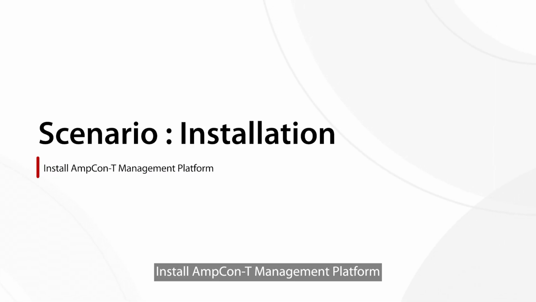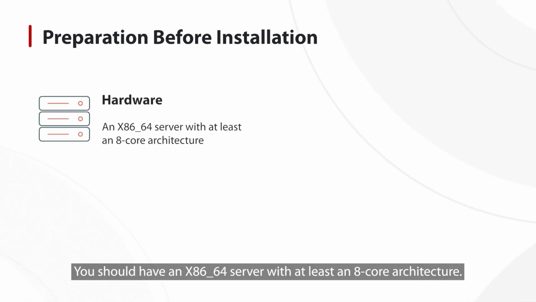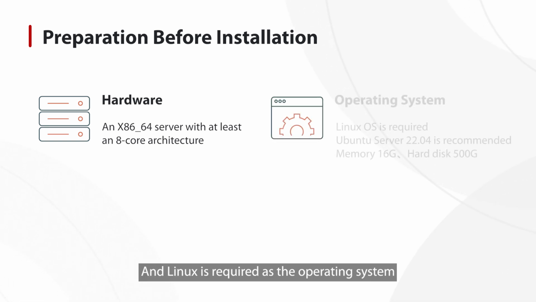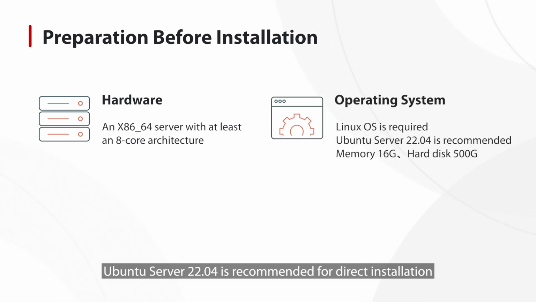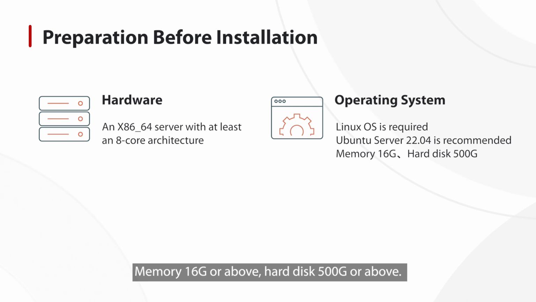Install AmpCon-T Management Platform. First, before installation, you should have an x86-64 server with at least an 8-core architecture, and Linux is required as the operating system. Ubuntu Server 22.04 is recommended for direct installation on a physical host or virtual machine. Memory 16 GB or above, hard disk 500 GB or above.